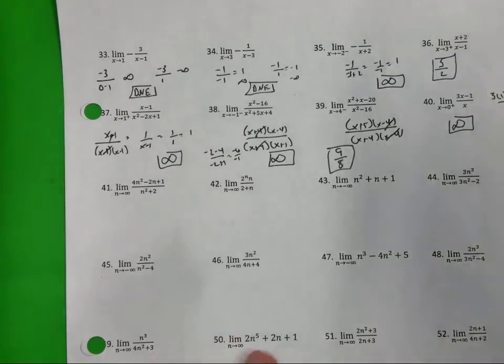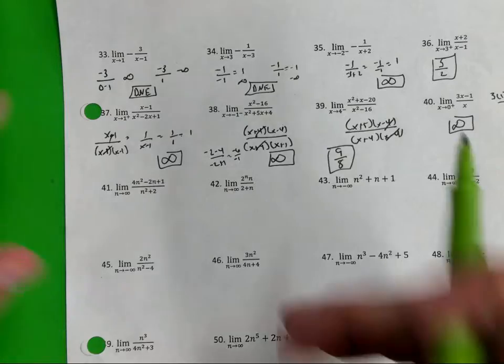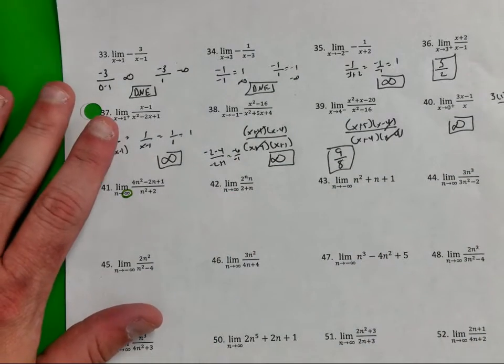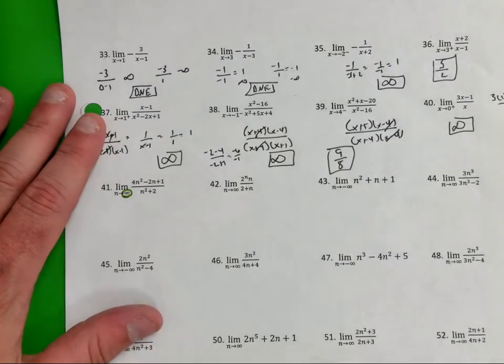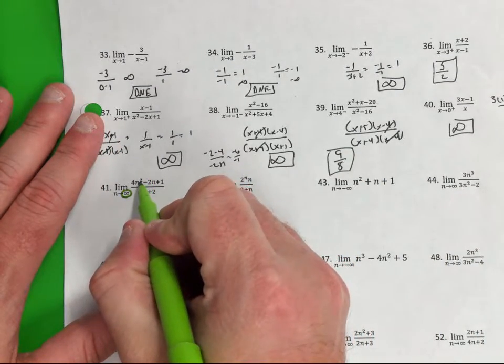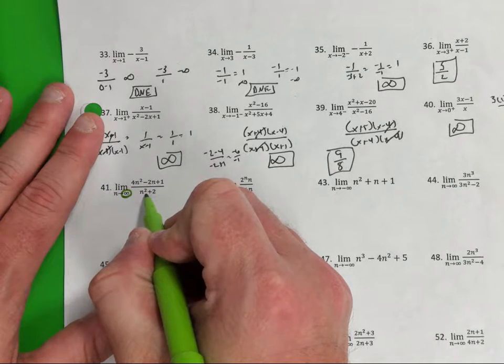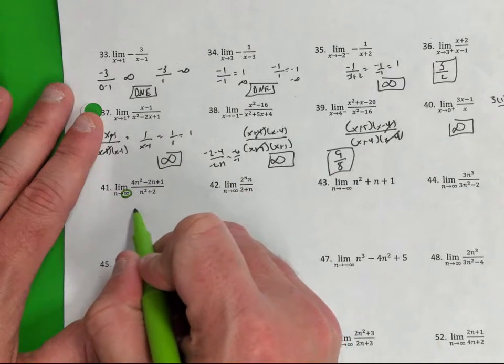All right, let's go over these. Number 41, we have a rational function, and when you're going to infinity or negative infinity, you're either going to sketch a graph or use your rules here. This is rational. My highest degree in the numerator is what, class? 2. What's in the denominator? So what do you do with your leading coefficients?